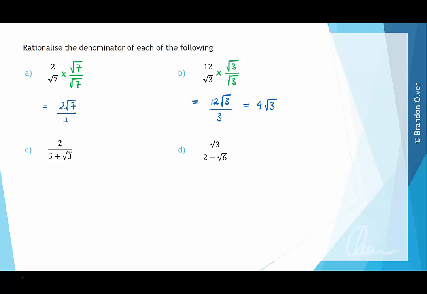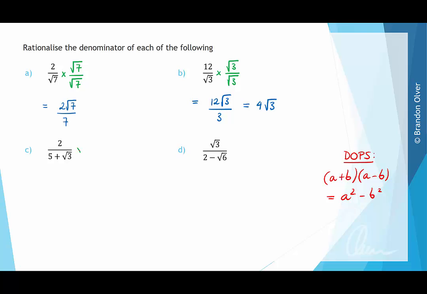So instead of just multiplying by, say, root 3 over root 3 or root 6 over root 6, we're actually going to need to use DOPS, which is the difference of perfect squares. So we know that DOPS means that A plus B times A minus B gives A squared minus B squared. And it's this expansion pattern that we're going to use to rationalise denominators when you have things like 5 plus root 3 or 2 minus root 6.